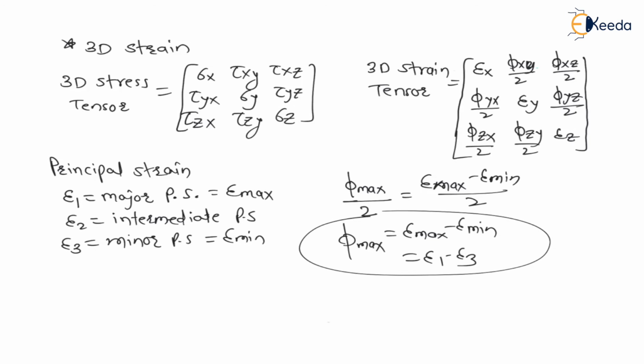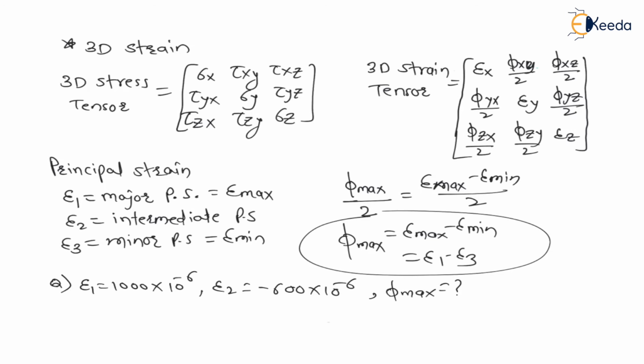Now let us consider one example. Let us say the principal strains are E1 equal to 1000 into 10 to the power minus 6, and E2 equal to minus 600 into 10 to the power minus 6. Then what is the maximum shear strain?